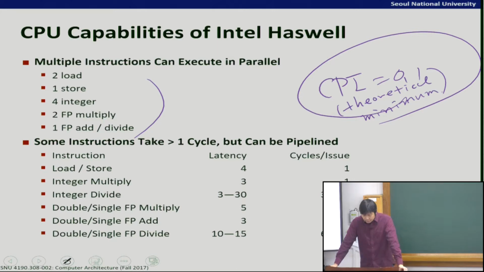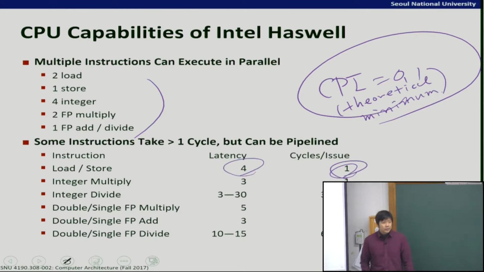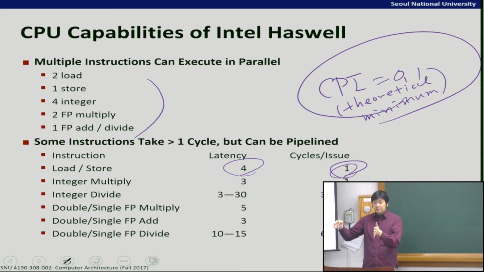So sometimes some instructions take more than one cycle, but they can be pipelined. Here are the latency and throughput. The load instruction actually takes 4 cycles, but cycles per issue is 1. So what's the difference between this number and this number? The first number is, once you start executing a load instruction, it takes 4 cycles to complete. But what does the second number mean? Because it's pipelined, even though it takes 4 cycles, in the following cycle a new load instruction can come into the pipeline. So this one is the pipeline interval: how quickly the next instruction can come into the pipeline.